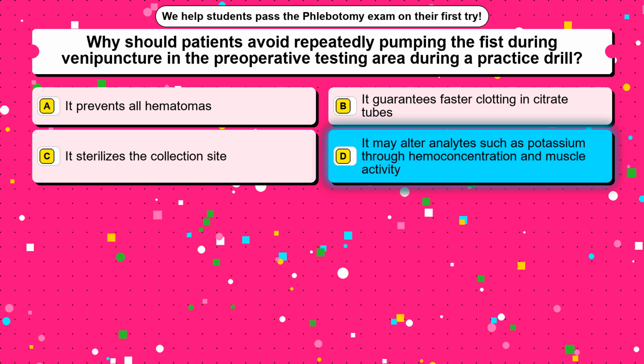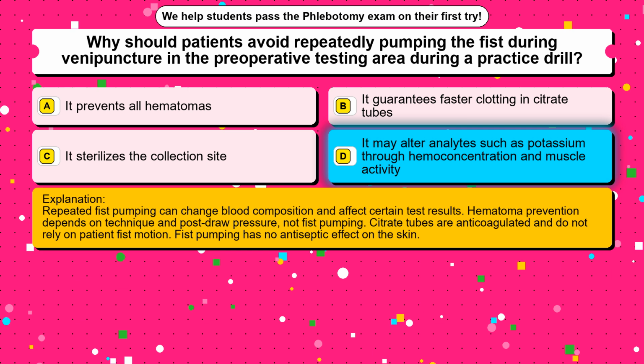The correct answer is option D. It may alter analytes such as potassium through hemoconcentration and muscle activity. Repeated fist pumping can change blood composition and affect certain test results. Hematoma prevention depends on technique and post-draw pressure, not fist pumping. Citrate tubes are anticoagulated and do not rely on patient fist motion. Fist pumping has no antiseptic effect on the skin.